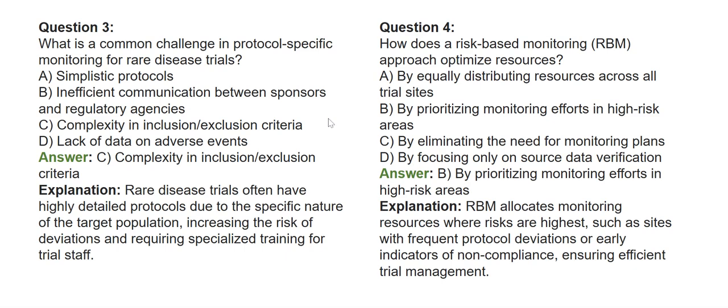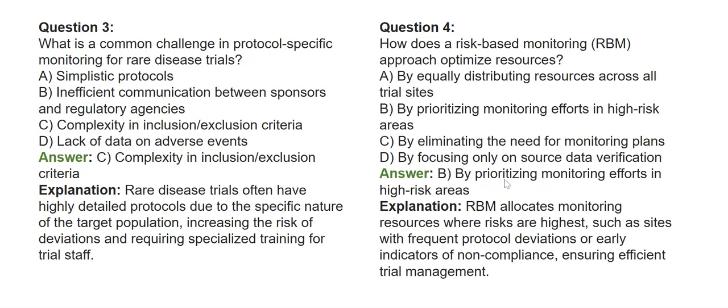Question four: how does a risk-based monitoring (RBM) approach optimize resources? Is it A, by equally distributing resources across all trial sites, or B, by prioritizing monitoring efforts in high-risk areas, or C, by eliminating the need for monitoring plans, or D, by focusing only on source data verification?